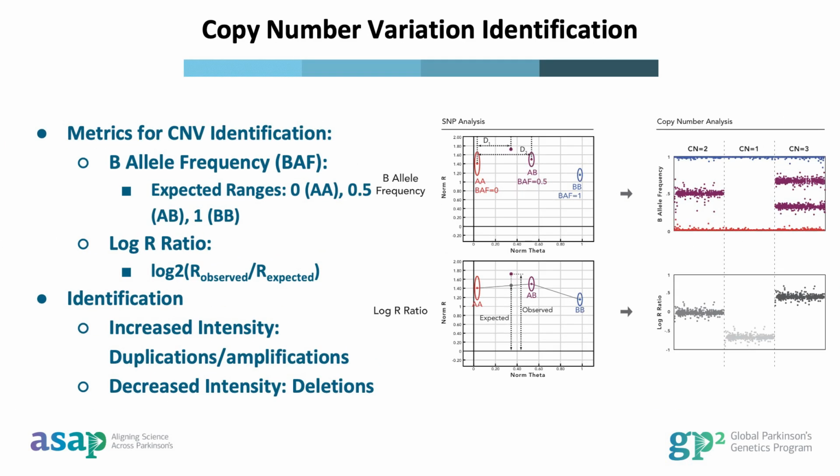Using the data from the cluster plots, we can calculate 2 key metrics to help identify copy number variance: the B allele frequency, BAF, and the log R ratio. The BAF is based on the theta value of the sample compared to its expected theta values, which is 0 for AA, 0.5 for AB, and 1 for BB. The log R ratio is the log 2 of the ratio between the observed and expected R values. In both cases, an increased signal intensity indicates duplications or amplifications, and decreased signal intensity indicates deletions, as seen in the example graph where Cn equals copy number.